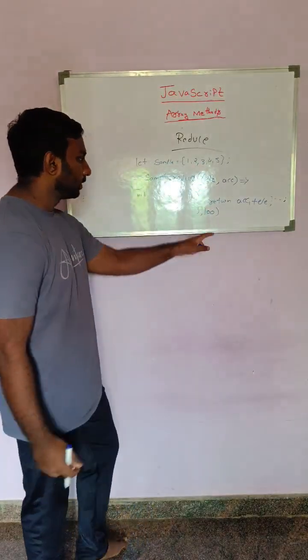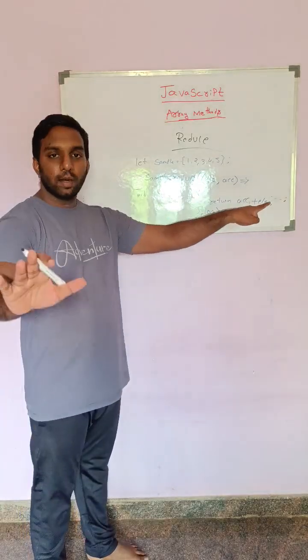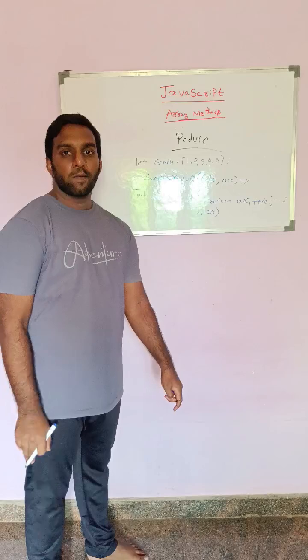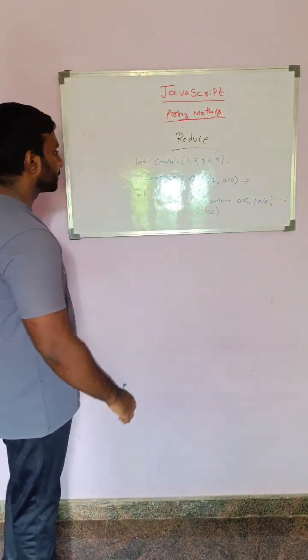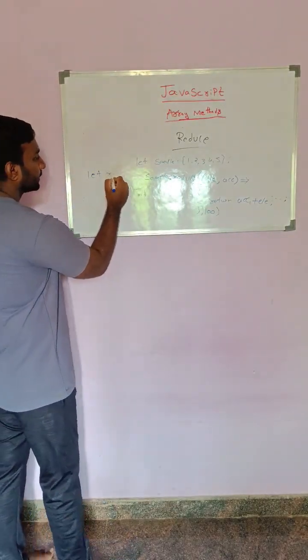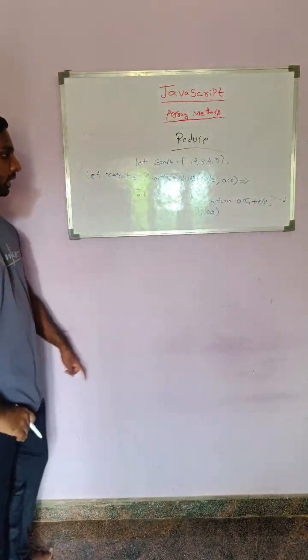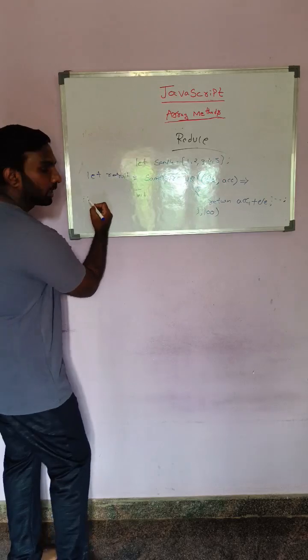Okay, 100. So just think about it. What result will it give? I will show you the result. So I'm going to store it in the result variable. So this result will contain.